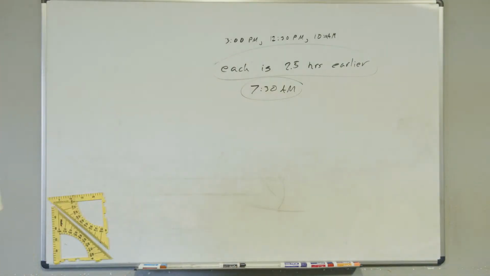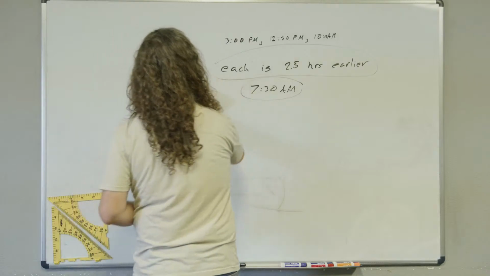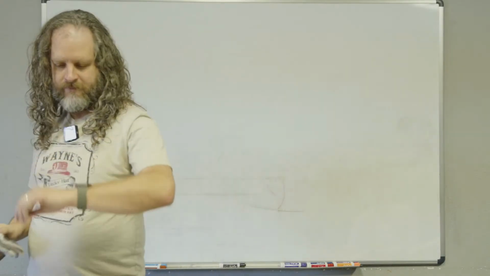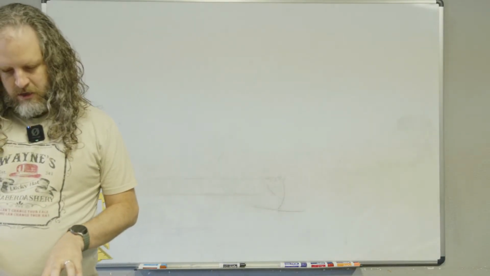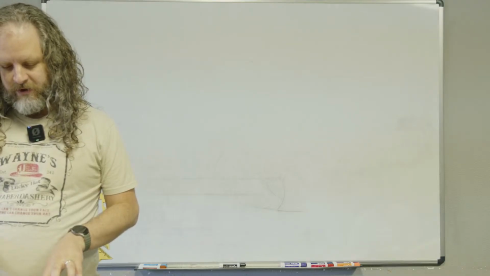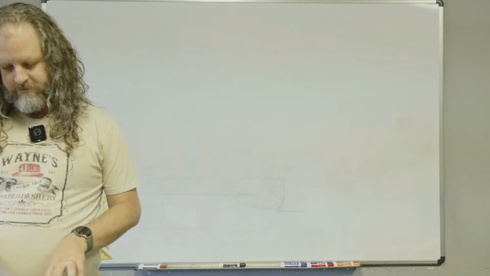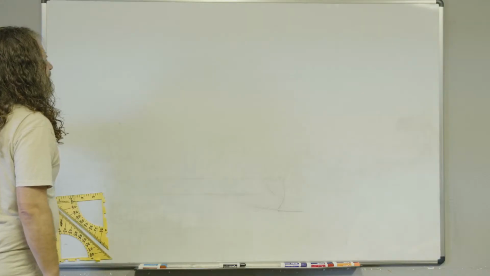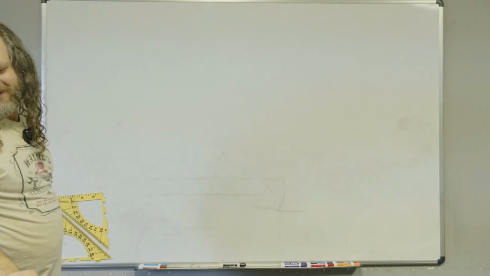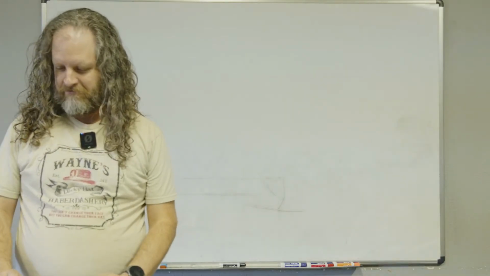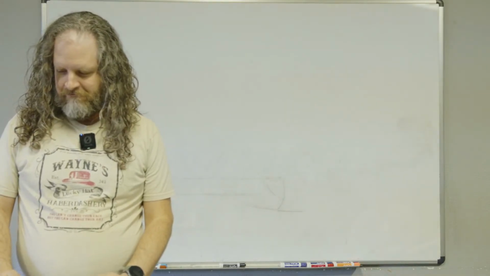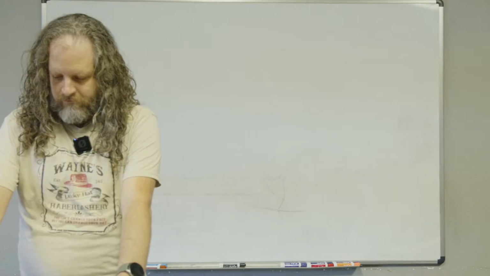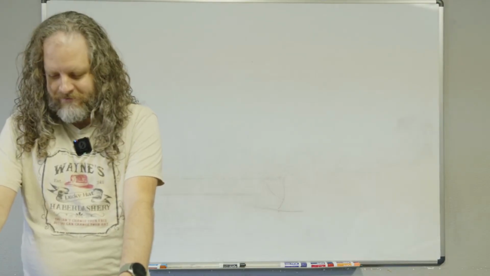What other questions do we have from this lesson? 24. What is your question about 24? Left is this way. What other questions do we have from this lesson? Well, there you go.